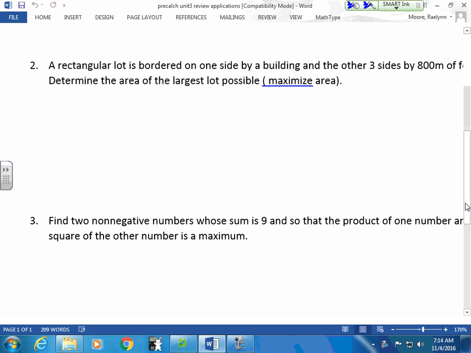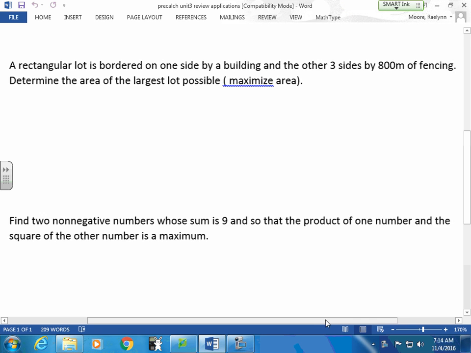A rectangular lot is bordered on one side by a building and 3 other sides by 800 meters of fencing. Determine the area of the largest lot possible. Area. The largest lot means we're maximizing area. This is what's going in your Y1.